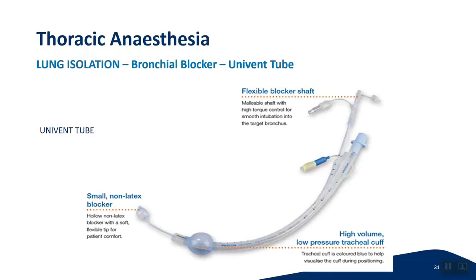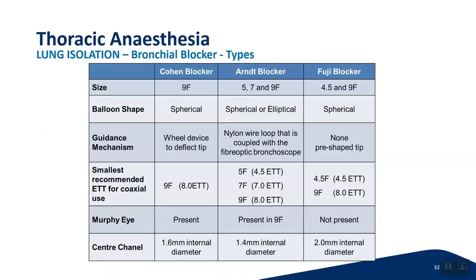Another device which incorporates a bronchial blocker and a single lumen tube into a single device is the Univent tube. A thin lumen in the blocker itself allows for lung deflation and delivery of CPAP, or oxygen insufflation in the blocked lung. High pressures generated by the bronchial cuff, and higher cost than that of double lumen tubes, are two other factors that limit the use of the Univent tube. The Cohen blocker uses a wheel device to deflect the tip of the blocker, to assist with endobronchial insertion.